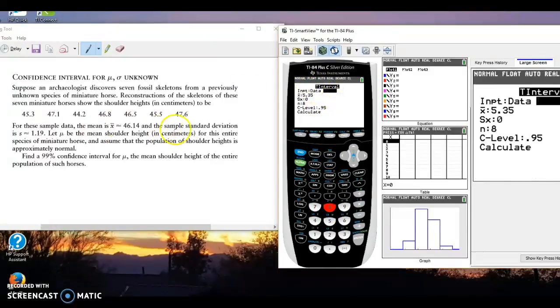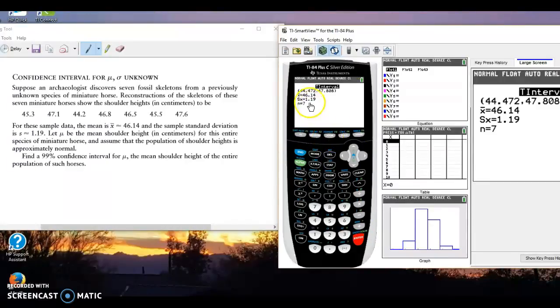Now, we don't have this data in a list anywhere, so we'll just use the stats, and our X bar is going to be 46.14. It'll take care of the degrees of freedom for us, but that would be 6 degrees of freedom, right? 1 less than the sample size. Our sample standard deviation is 1.19. Our sample size is 7. That's n. And we want a 99% confidence interval. So 0.99. And we calculate.